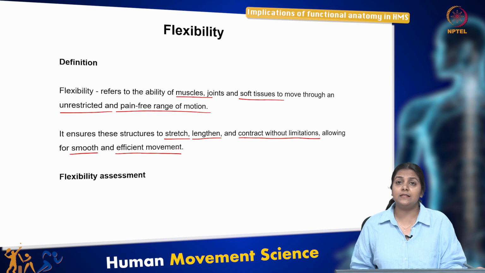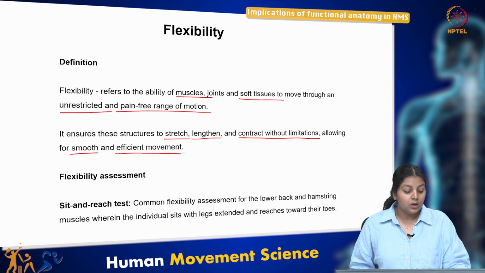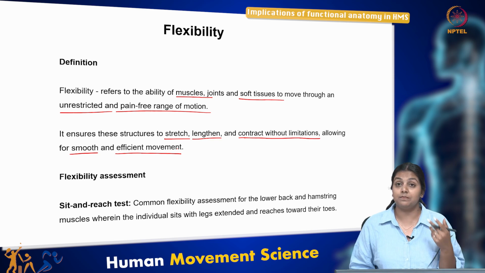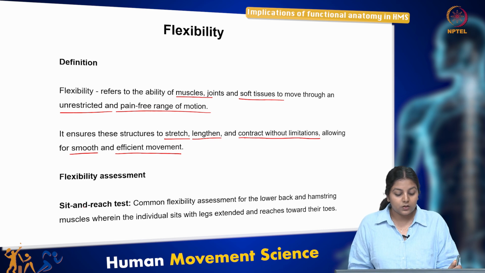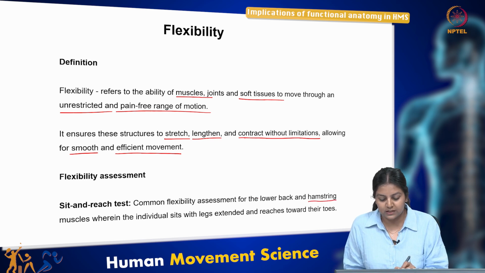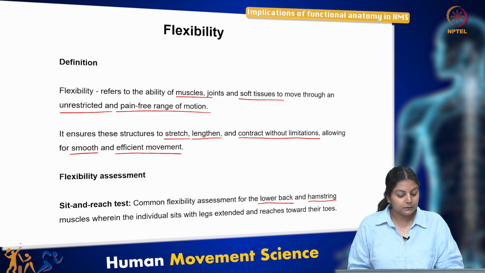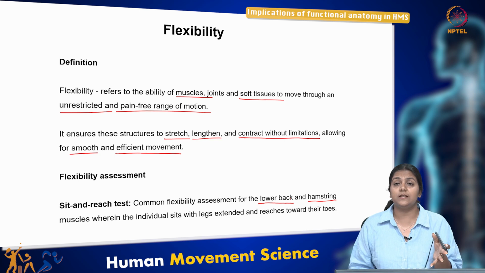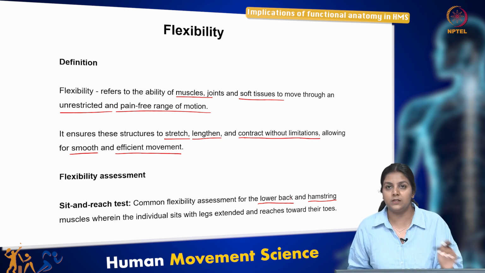So how do we assess flexibility? One of the important or common tests to assess lower limb flexibility is the sit and reach test. So the common flexibility assessments for the lower back and hamstring, so group of muscles in the posterior compartment and lower back. So the individual sits with legs extended and reaches towards their toes.